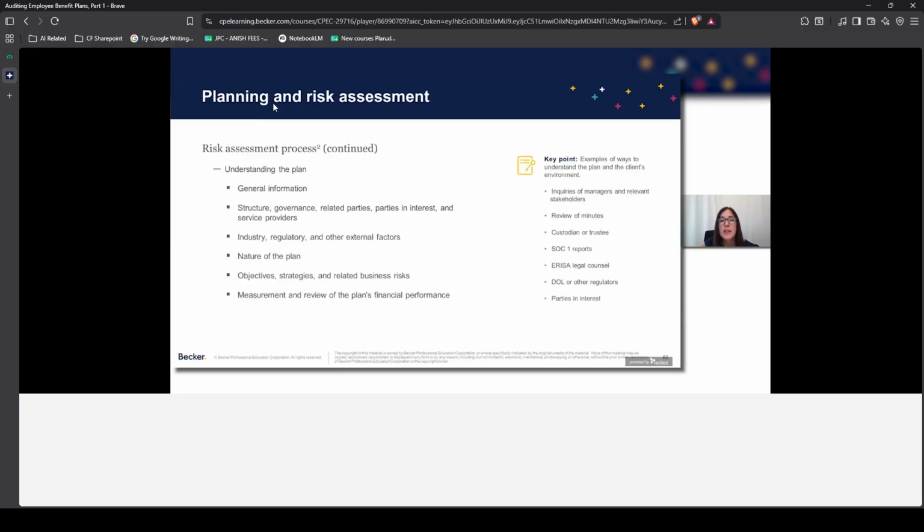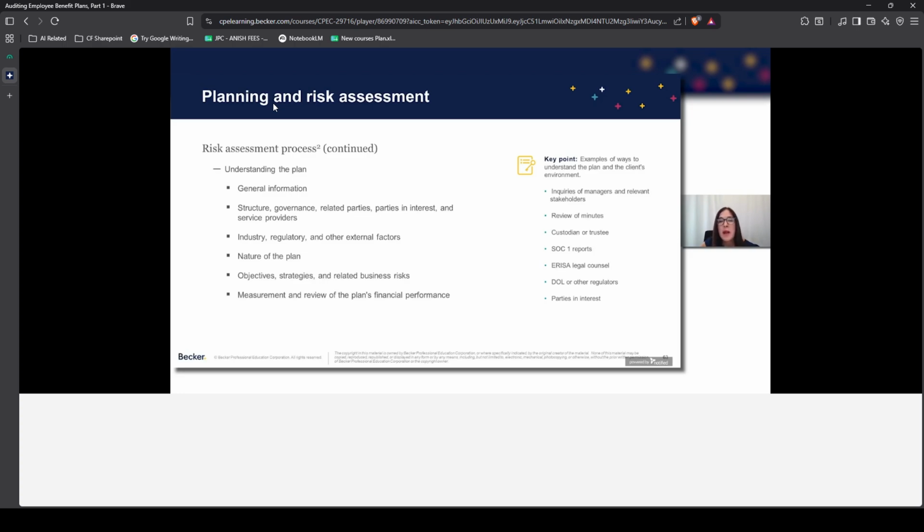So understanding the plan itself, that would be the plan document and the adoption agreement. Understanding the different plan relevant provisions, including what are the eligibility provisions, what are the different types of contributions that are allowed, the different types of distributions, the vesting, etc. This is all part of understanding the plan and its environment. The nature of the plan itself. What type of plan is it? Is it a 401k, 403b? Is this the first time the plan's been audited? How does the plan sponsor measure and review the plan's financial performance?